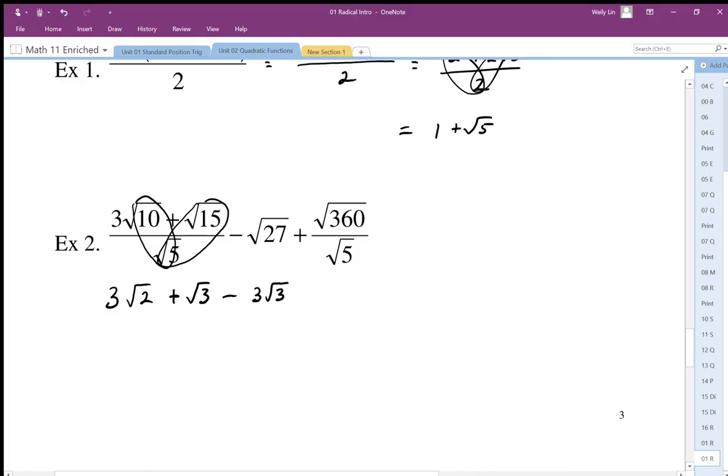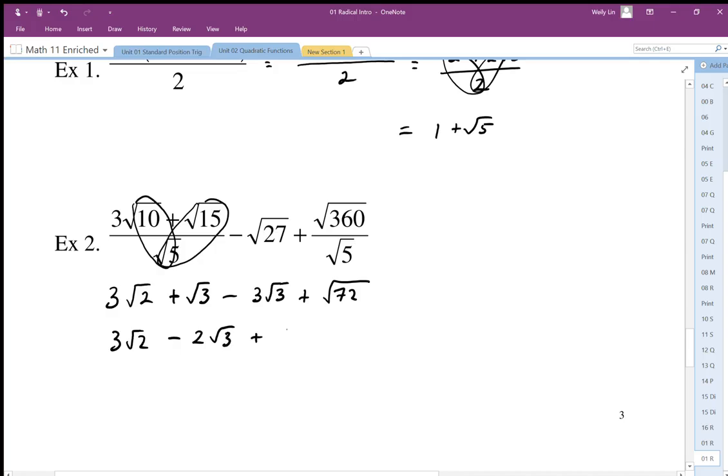Well, root divided by root is fine. So we're going to do 360 divided by 5. That's going to give us root 72. Okay, so 360 divided by 5 is 72. We have some like radicals here, so we should combine those. So we end up with 3 root 2, and then root 3. Again, the coefficients are counted. We have 1 root 3, and we're taking away 3 root 3s, and so we end up with negative 2 root 3s.